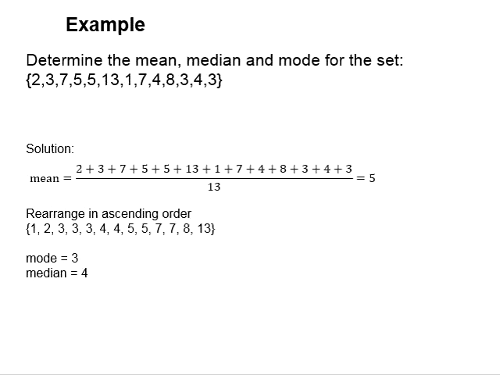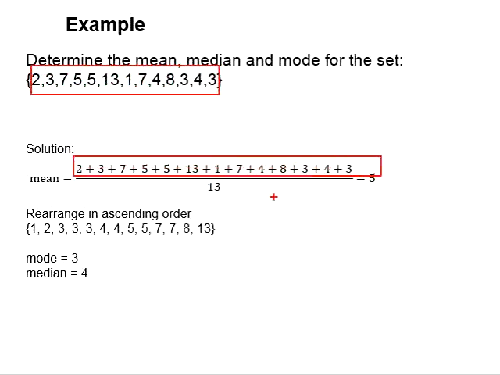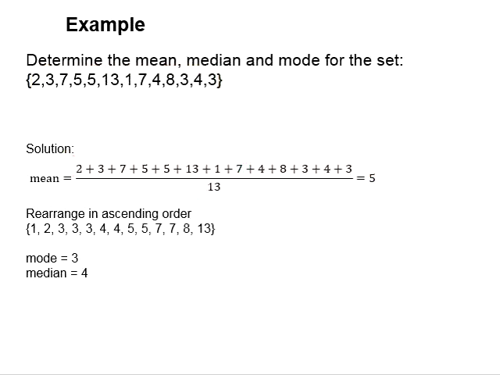Let's try an example to determine the mean, median, and mode for a set of discrete data. The set of data is given here. To determine the mean, you need to sum up all the data here divided by the total number of data. And in this case, the mean is equal to 5.